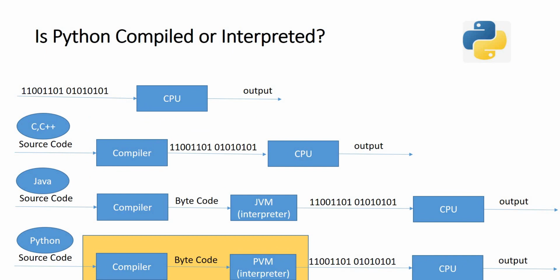When we write any program, that program consists of different instructions, and these instructions need to be executed by the CPU. The CPU can understand the instructions only in the format of zeros and ones. So we need to provide the input to the CPU as machine code. That means the code consists of only zeros and ones so that the CPU can understand and execute it.